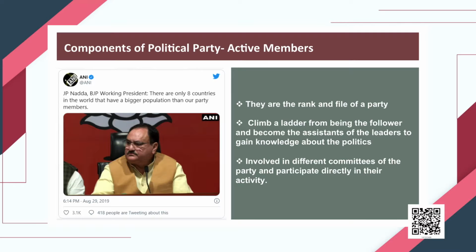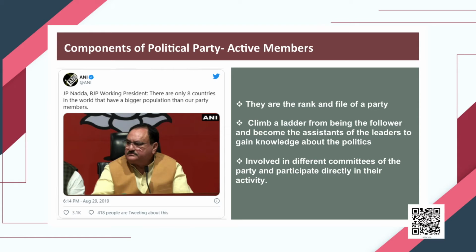They are the ones who climb the ladder from being a follower and become assistants of leaders to gain knowledge about politics. They register as a member of the particular party. They show a strong tendency to vote for candidates in their preferred party. When surveyed, they identify themselves as members of that particular party. They are inclined to support policies endorsed by the particular party. They volunteer for campaigns to support party candidates more than the general population, and they have a higher vote turnout in primary elections than the general population.